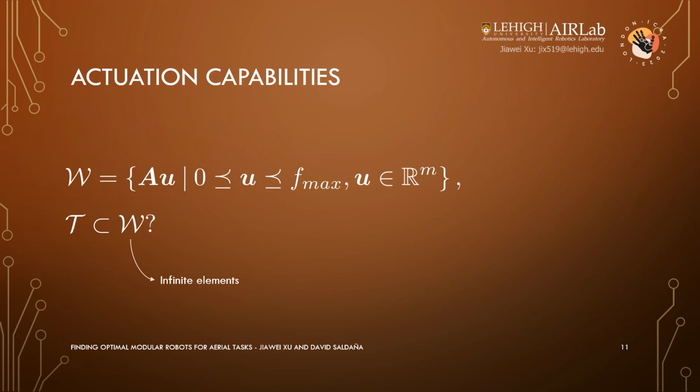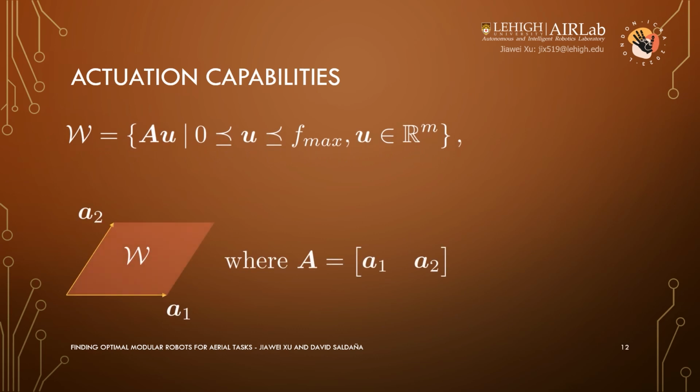The problem is, W is an infinite set. How do we compare the two sets? Note that W is the Minkowski sum of all column vectors of the design matrix A scaled by Fmax. An example is shown on the slide, where A1, A2 are the two column vectors that compose A, and W is the resulting Minkowski sum. Such a geometric observation sheds light on how we should compare T and W.